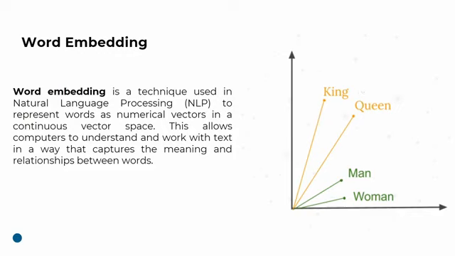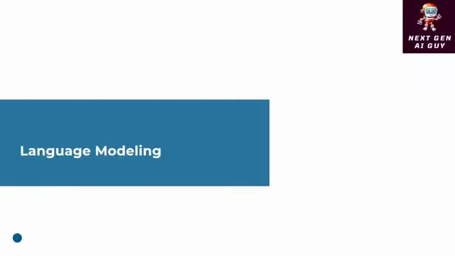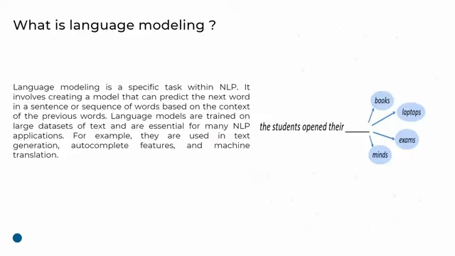So next we will cover language modeling, what exactly language modeling is and what are the techniques we can apply to build a language model. Language modeling is a specific task within NLP. It involves creating a model that can predict the next word in a sentence based on the context of the previous words. These are trained on a large dataset. For example, they are used in text generation, autocomplete features, and machine translation. For example, whenever you are writing an email, you get a suggestion of the next word you should write. That we can do with the help of language modeling.